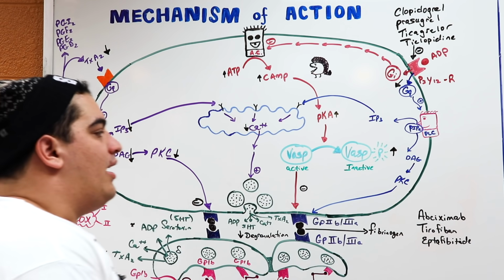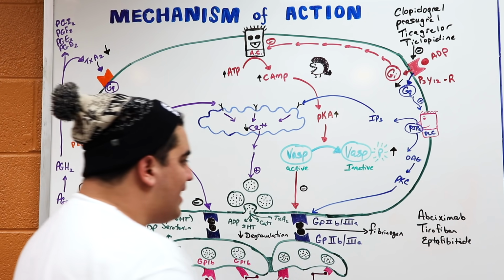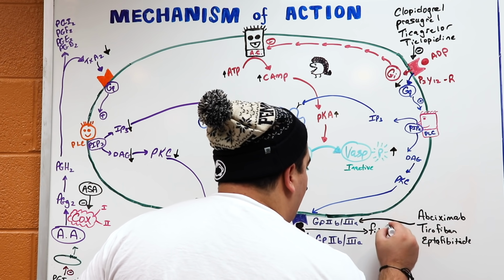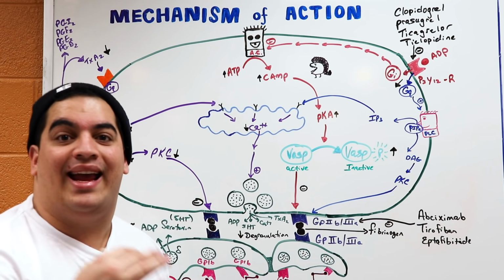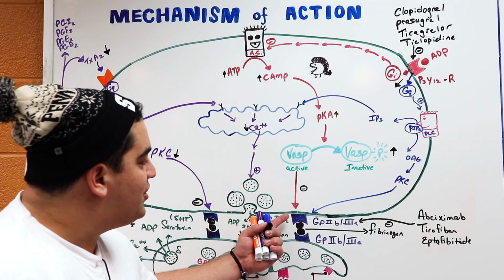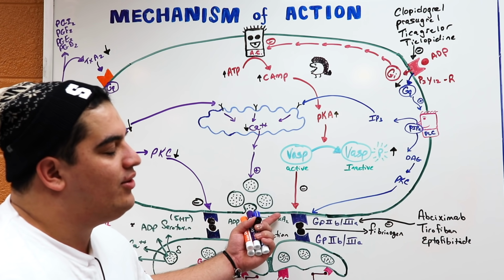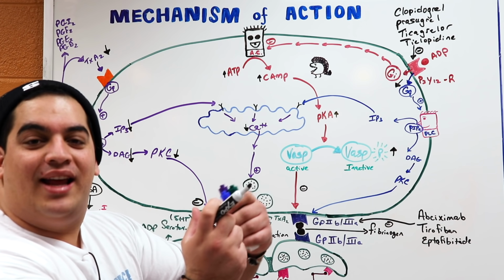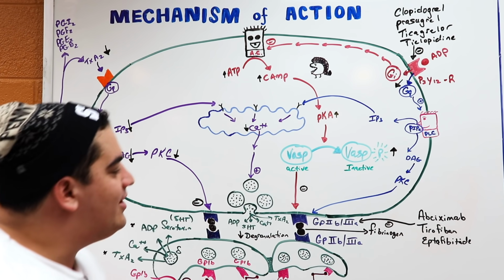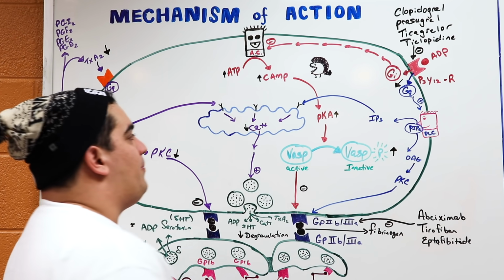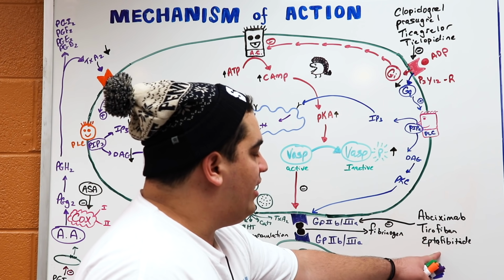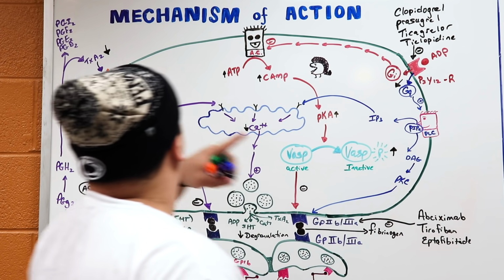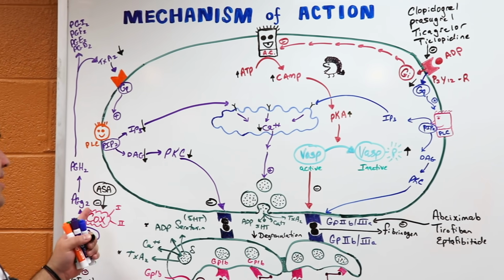Okay? Now, these guys will do what? They will inhibit the GP2B3A interaction. If there is no interaction between the GP2B3A proteins, what's going to happen? Less platelet interaction and less stabilization of the clot. That is a beautiful mechanism. So, you have your GP2B3A inhibitors, you have your ADP receptor inhibitors, you have your cyclooxygenase inhibitor like aspirin.